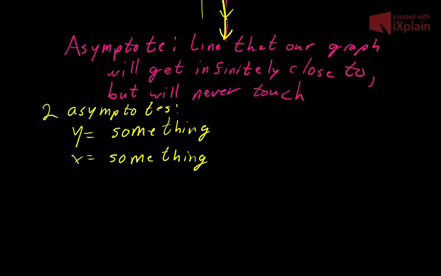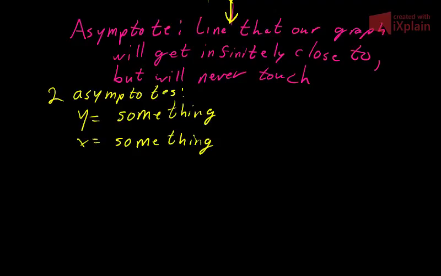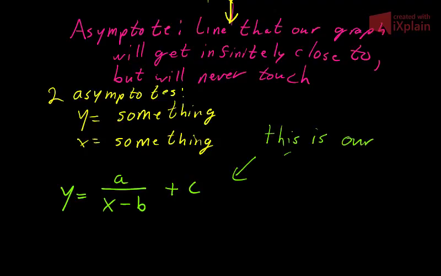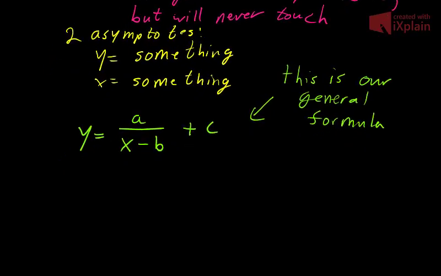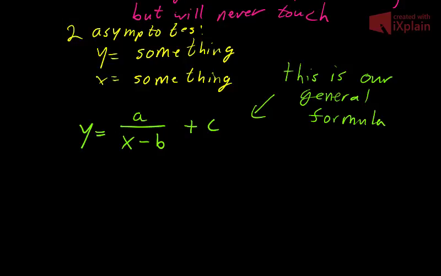So in general, I'm going to write out our equation for how our different graphs are going to look. So we could have y equals, and I'm going to put an a right here, divided by x minus b plus c. So if this is our graph, this is our general formula. Awesome. So what we can tell from this, I want us to look at it a little bit.